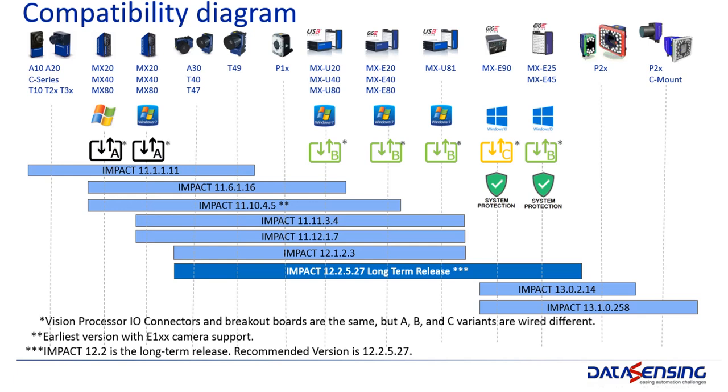On the left, we have legacy products. These Windows XP vision processors really need to be upgraded if you have any in use now. You can do that with 12.2.5, the long-term release of Impact. And then if your cameras are still working, you can keep them. The industrial PC is the part that needs upgrading. And you get the benefit of the system protection tool on our newer vision processors. Version 13.1 is for our P2 smart cameras. When you go up to the P2, you do need 13.1.